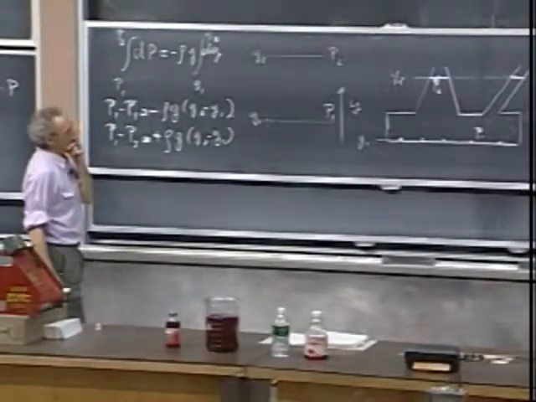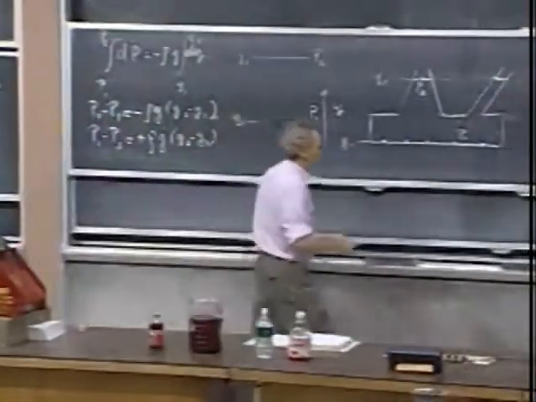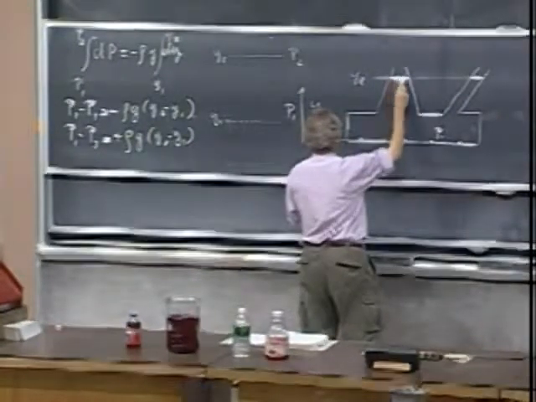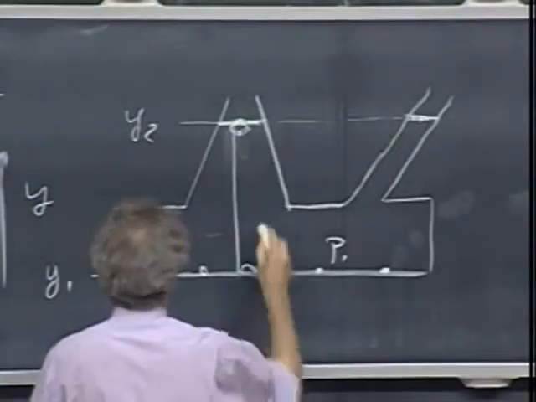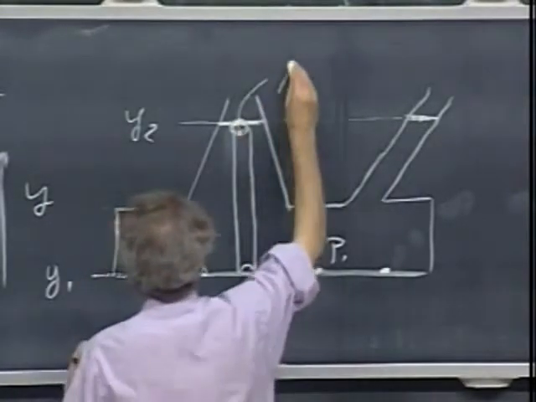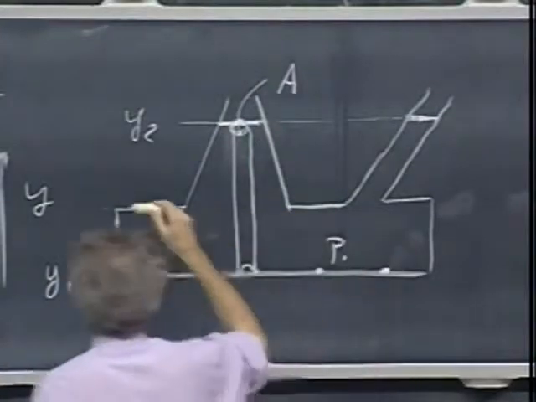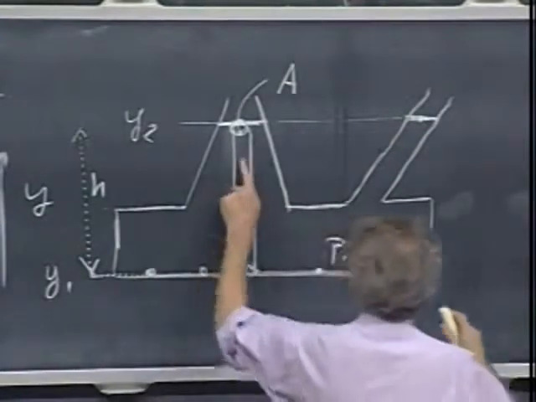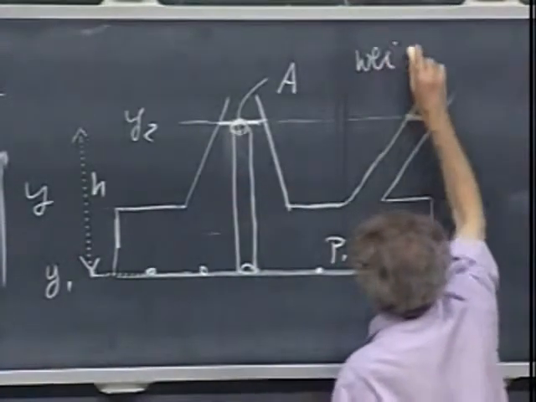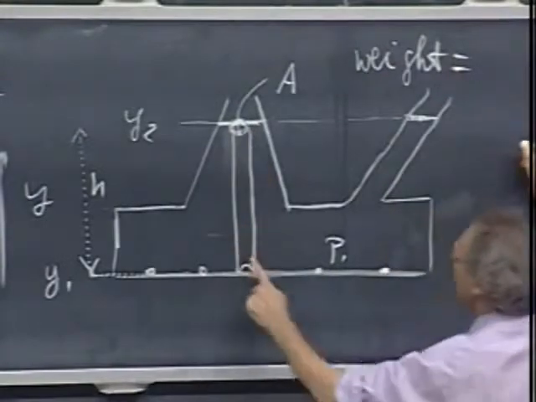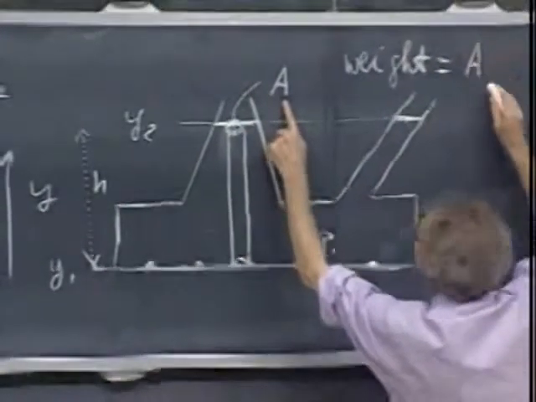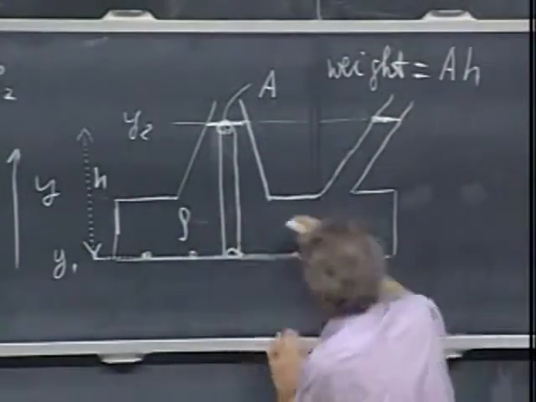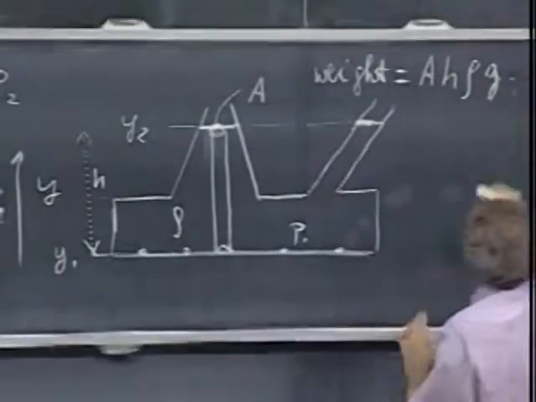And so you will say, well, that is sort of intuitive. You will say, look, if I take here a column, a nicely cylindrical vertical column, which has area A, and I call this separation H for simplicity, then the weight of that column, so that's the weight of the liquid, would be the area times H, that's the volume, times the density of the liquid, rho, times g.